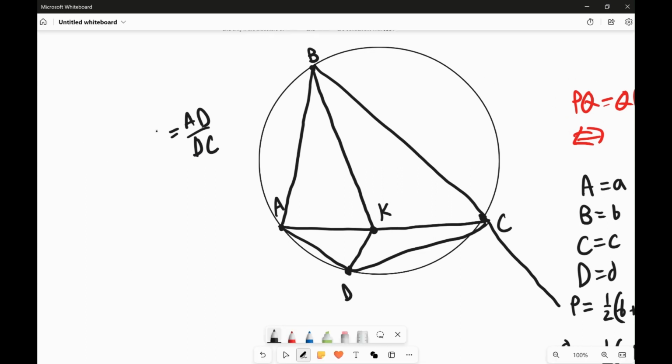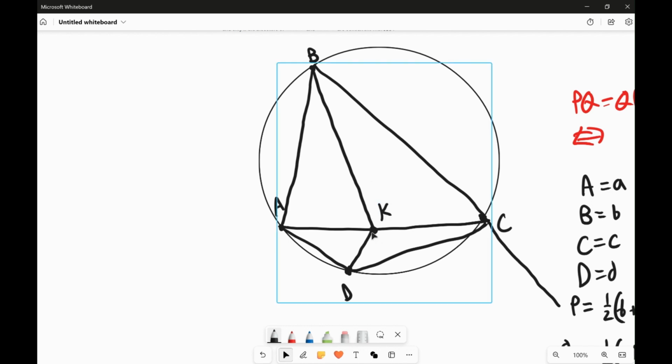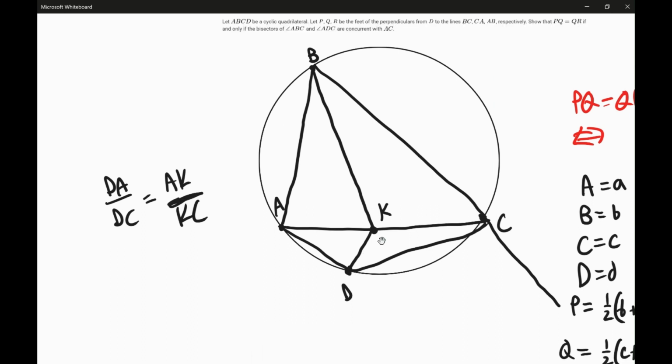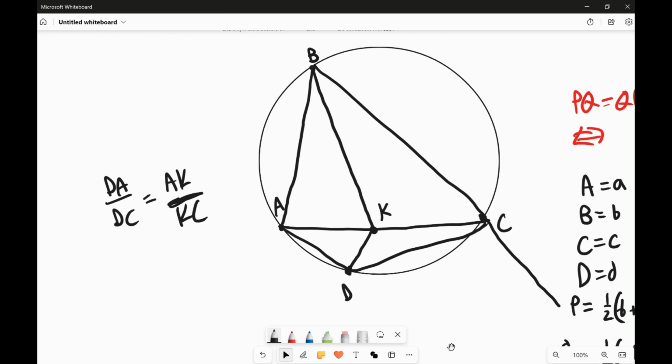So now assume that AB times CD is equal to BC times DA. Then if K is the foot of the angle bisector from angle ABC onto AC, then AB over BC is equal to AK over KC. So that means that we know that DA over DC is equal to AK over KC. And because the angle bisector theorem has a corresponding converse, that means that DK bisects angle ADC. And therefore, we have the equivalence.